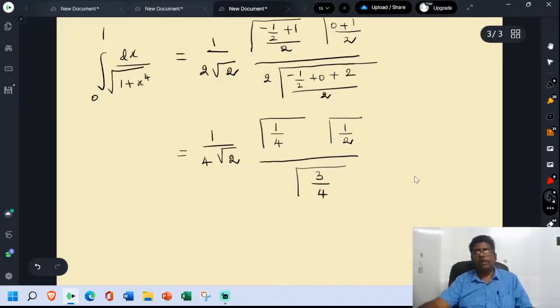So this is the value of the given integral. The answer is 1 divided by 4 into root 2 into gamma of 1 by 4 and gamma of 1 by 2 whole divided by gamma of 3 by 4.